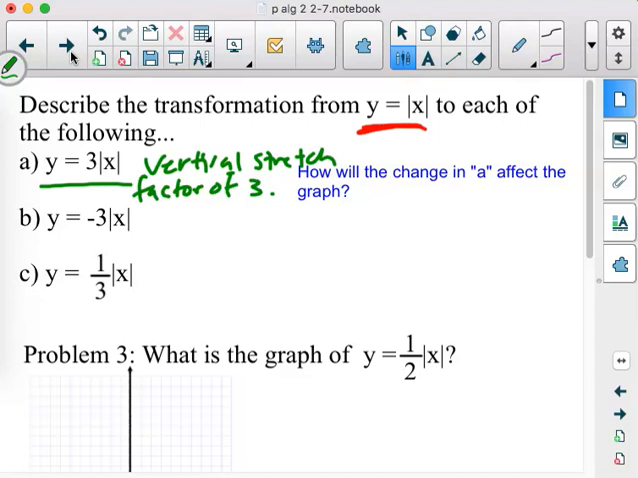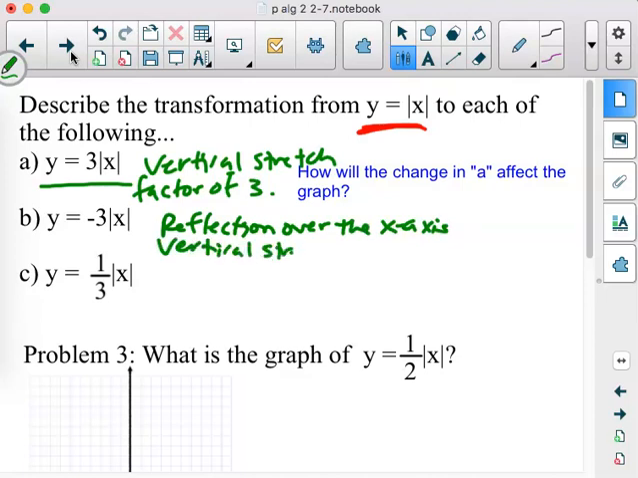This one says y equals -3 absolute value of x. Oh, a negative. Negatives are for reflections. So this is a reflection over the x-axis. And then a vertical stretch factor of 3. If we graph it, that's going to be taken care of by the fact that we just look at -3 as if it's the slope. So for the right-hand side, we got to go down 3 and over 1, down 3 and over 1. And we're going to see our V is upside down when we do that.